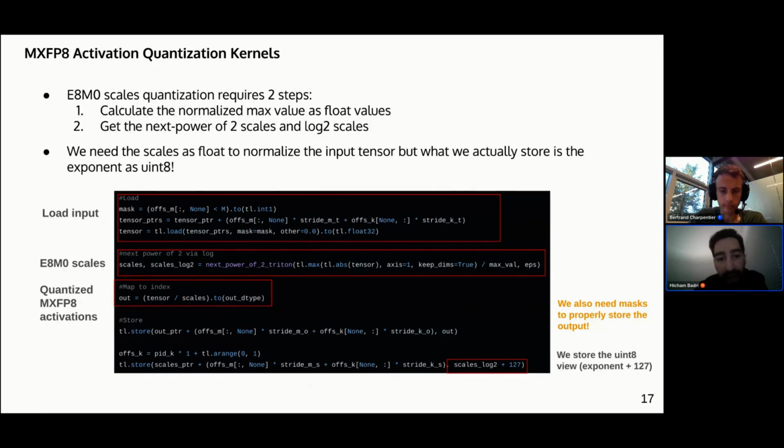Actually, there's a mistake in this slide. I forgot to add the masks. We actually need to add the mask in the first TL store. When we store the output, we need to add the mask because we are doing this padding, and if we store stuff outside the range, it might crash, and we might have some weird results. So you need to add the mask in this TL store, especially the mask on the M dimension, because the K dimension is actually fixed. But on the M dimension, you need to add a mask in here.